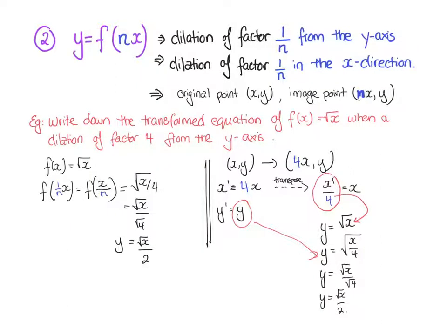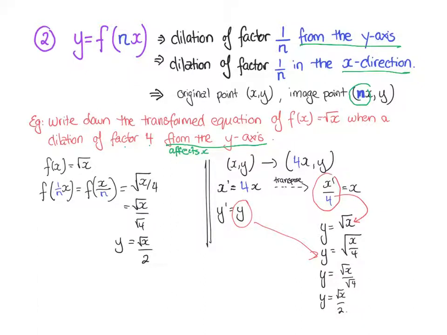Okay. The other type of dilation is when we have a dilation from the y-axis. If we have a dilation from the y-axis, or in the direction of x, as it says, it's going to affect the x. So if you look at the image point, we know it'll affect the x. We see here n times x and y. We've done both ways to show you. Write down the transformed equation of y equals square root of x with a dilation factor of 4 from the y-axis, so that means it affects the x.